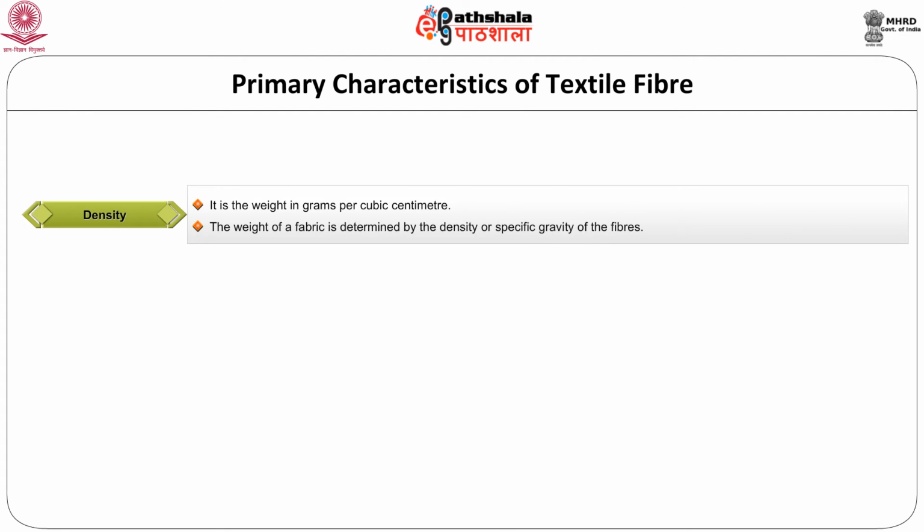Density. Density and specific gravity are measures of the weight of a fiber. Density is the weight in grams per cubic centimeter. Specific gravity is the ratio of the mass of the fiber to the mass of an equal volume of water at 4 degrees. The weight of a fabric is determined by the density or specific gravity of the fibers.